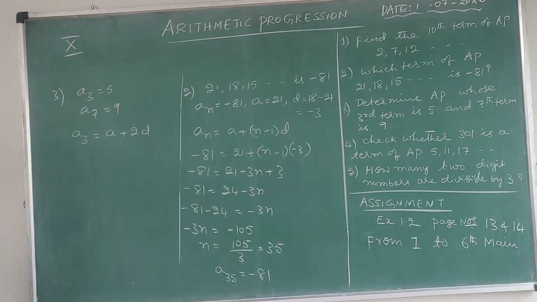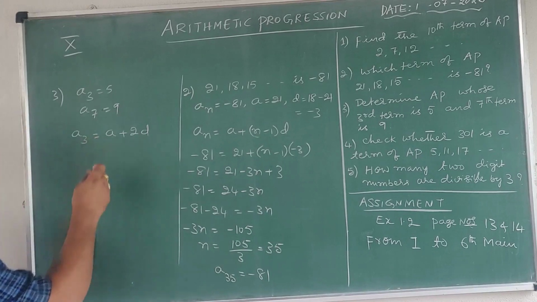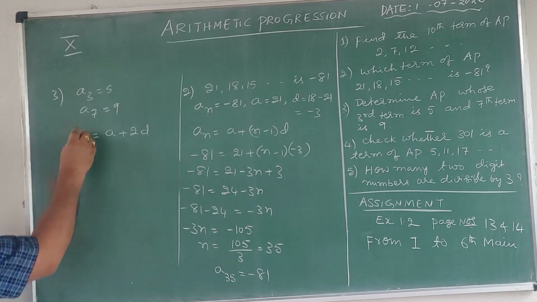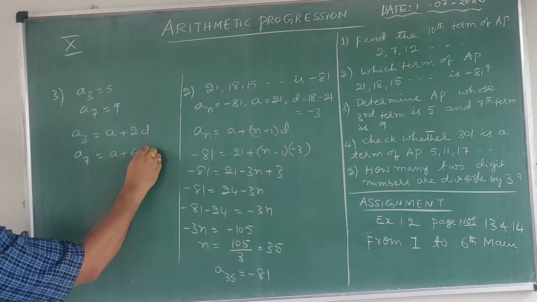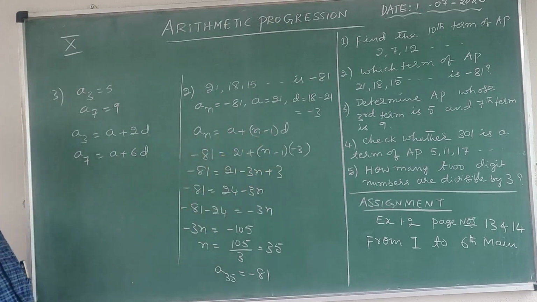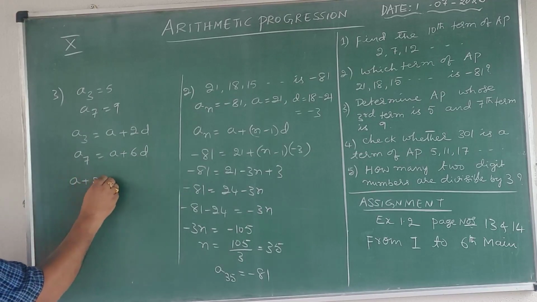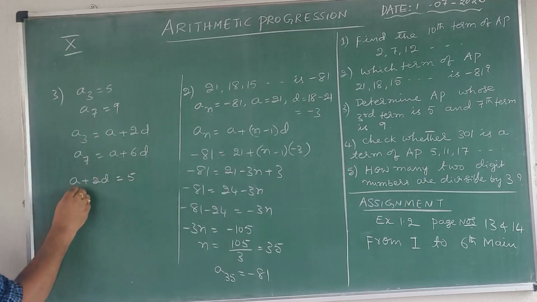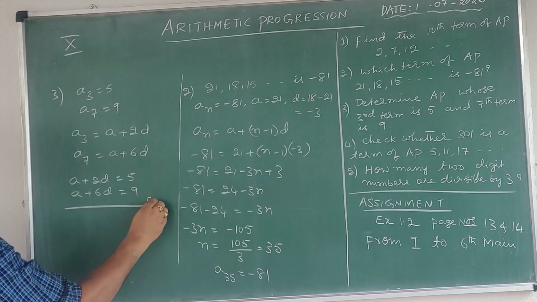Instead of writing the formula and substituting, we can write the first term as a, second term a plus d, third term a plus 2d, likewise. So this is the third term a_3, a plus 2d. What is the seventh term? a_7, it is a plus 6d. So a plus (7 minus 1) into d, a plus 6d. Now a plus 2d is equal to 5, a plus 6d is equal to 9, subtract.